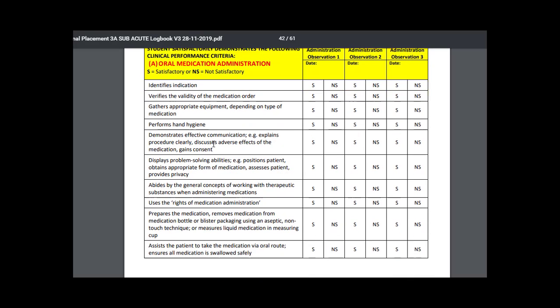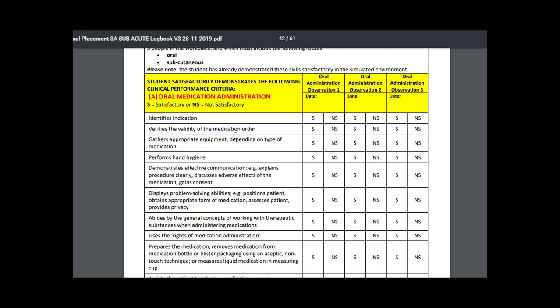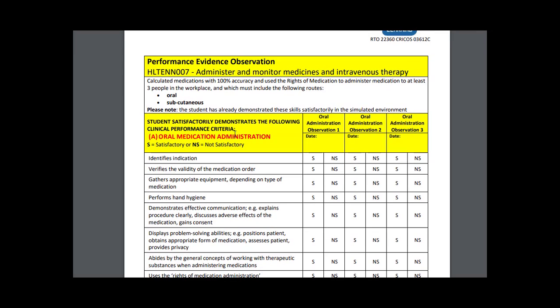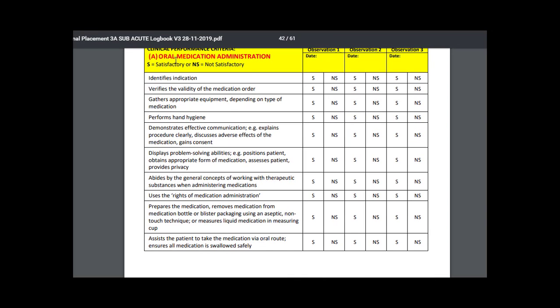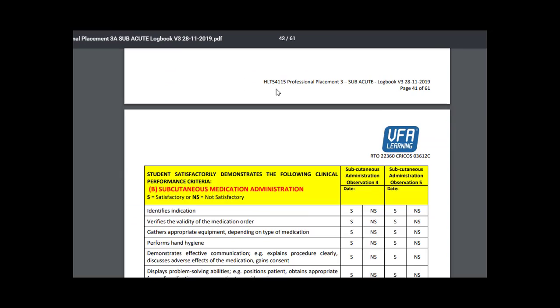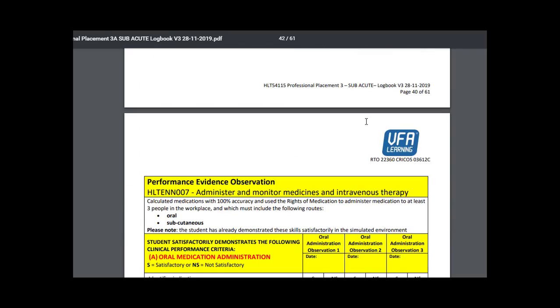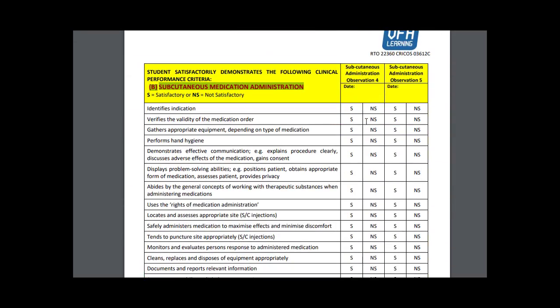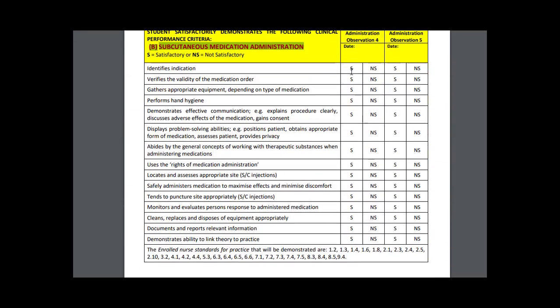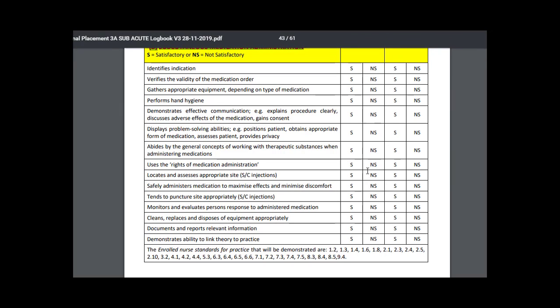the 8 rights that we teach and the requirements associated with administering medication from all your practice and competence that you've demonstrated. So that's the oral checklist. See how it says oral in red, and then the next one in red is subcutaneous. So you only need to do 2 of those. So 3 oral and 2 subcutaneous. And you just need to get satisfactory for all of those.